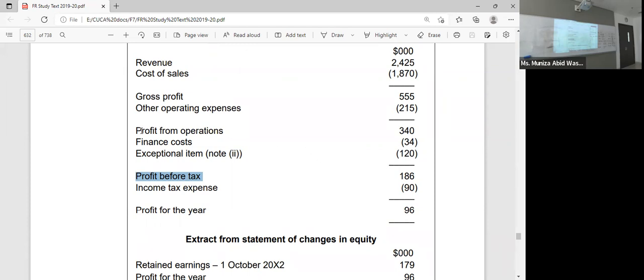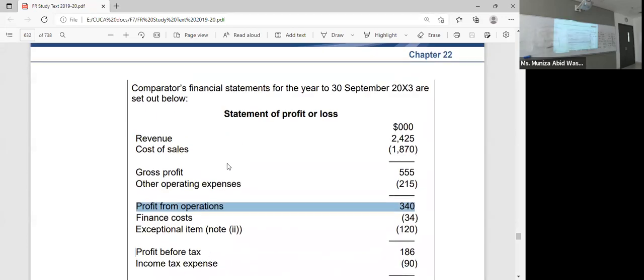Look, they have given us the profit from operations as well. You can simply take 340 instead. Instead of doing the reverse working, you can simply take the profit from operations, because profit from operations is profit before interest and tax. But if it is not being given, then you have to take the profit before tax figure of 186, and then add back the finance cost. In exceptional items, since they have written that it is a non-cash item, just a loss on disposal, that is why you have to add it back as well. So the profit before interest and tax is 340.